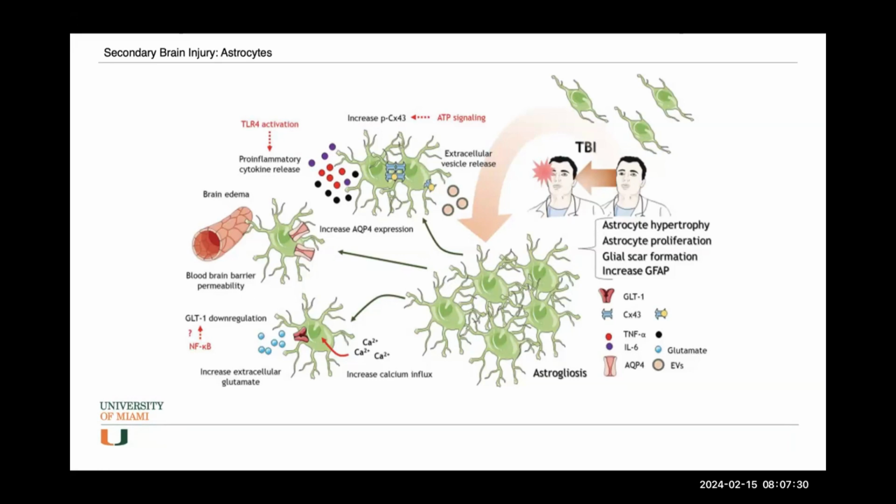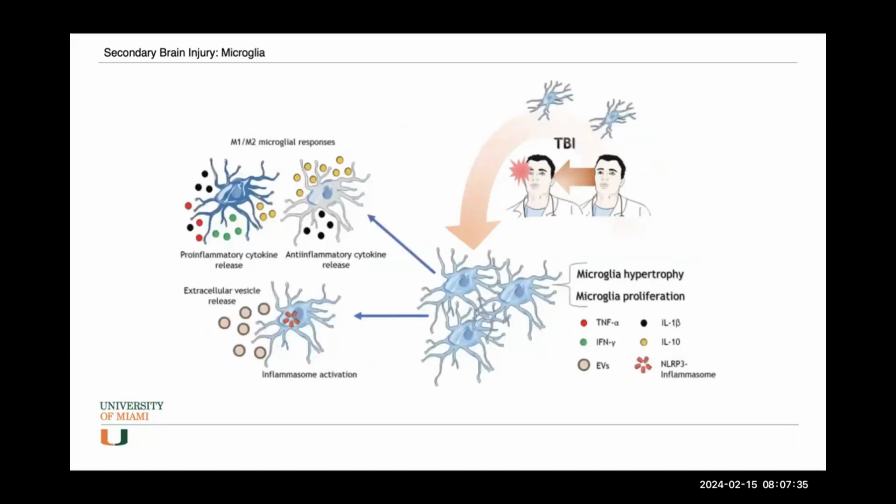And you can get an increased amount of aquaporin receptor expression in other areas of the astrocyte, which can result in brain edema from blood-brain barrier permeability. And similarly, if you look at microglia, the microglial hypertrophy and proliferation after head trauma can result in shifts between their phenotypic states. So there's either an M1 state where they're pro-inflammatory, they're releasing cytokines that'll promote inflammation, or there's an M2 state where they're anti-inflammatory.